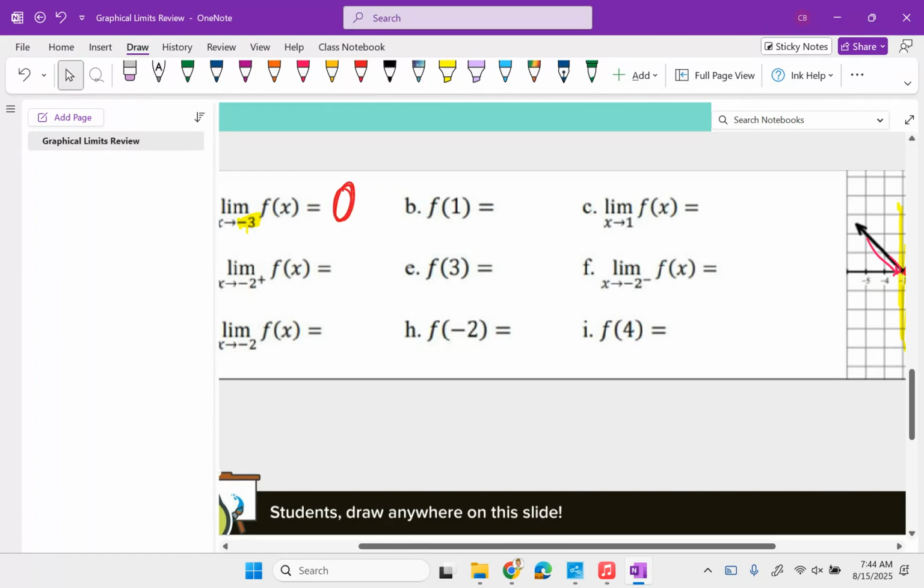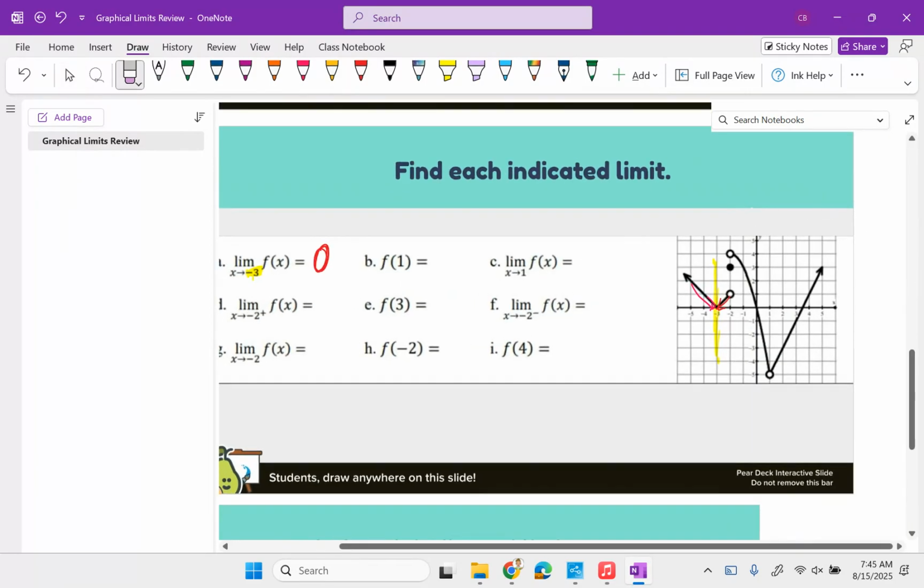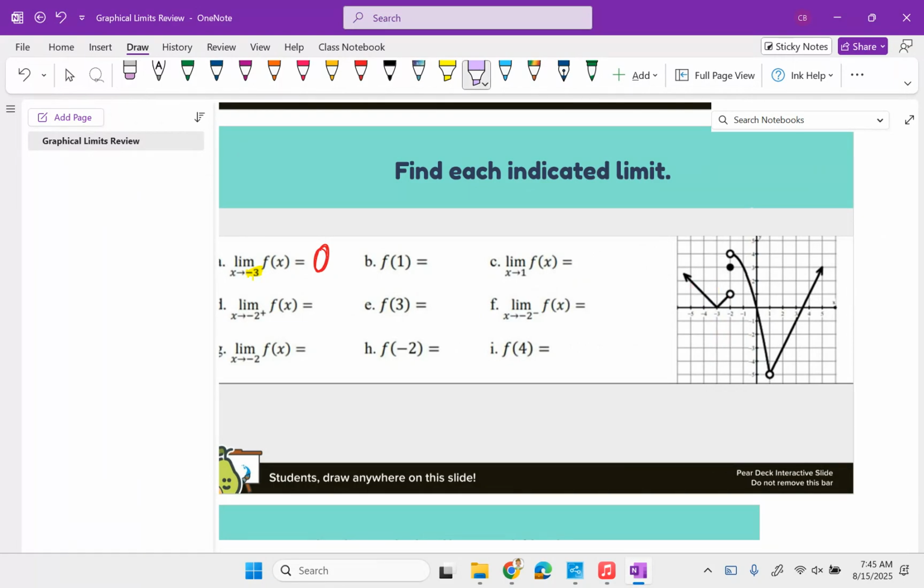All right. F of 1, I am looking for the y value at 1. So I'm going to 1. Is there a y value there? No. So either does not exist or undefined. Delta Math is probably going to say undefined. All right, any questions on that?